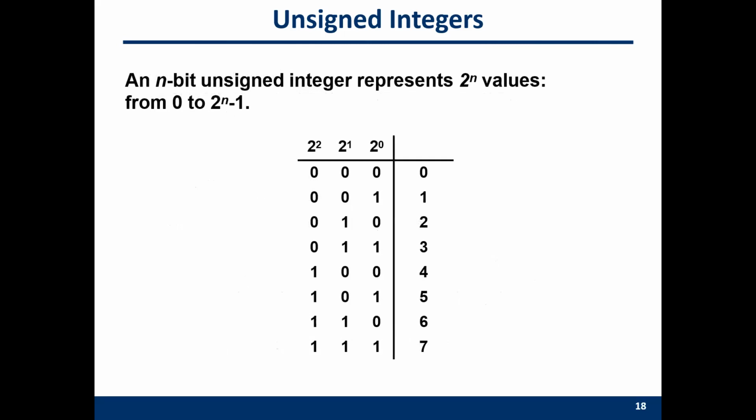Here is a truth table for the 3-bit unsigned integer number. Because we have 3 bits, we can represent 2 to the power of 3 numbers, 8 numbers from 0 to 7. And all the rows here are all the combinations of these 3 bits. Each bit can be 0 or 1.